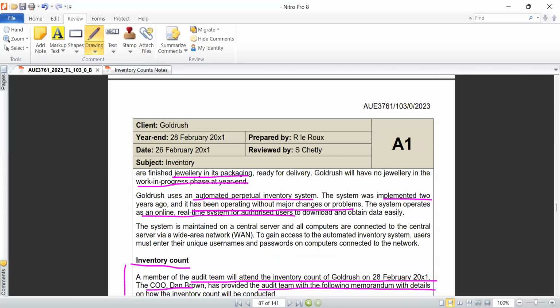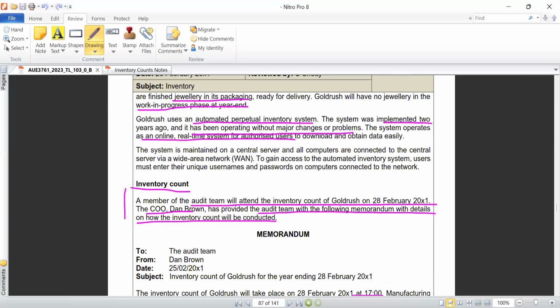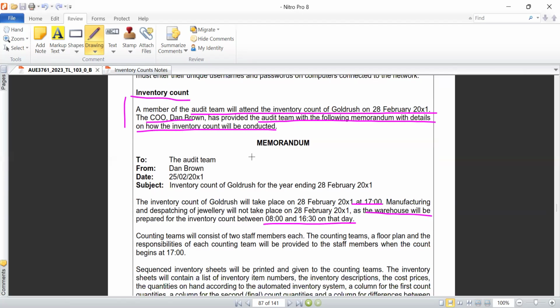All this information that I've read thus far was to get you guys to have background info as to what is going on within the context of this entity, right? So now let's evaluate the inventory count. So now a member of the audit team will attend the inventory count of Gold Rush on 28 Feb 20.1. The COO, Dan Brown, has provided the audit team with the following memorandum with details on how the inventory count will be conducted. So let's see the memorandum.